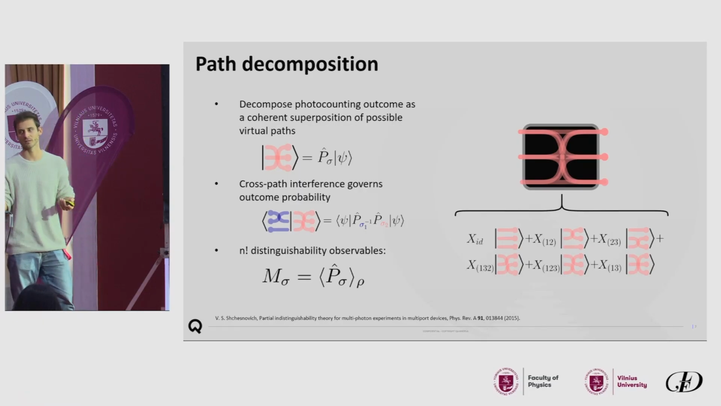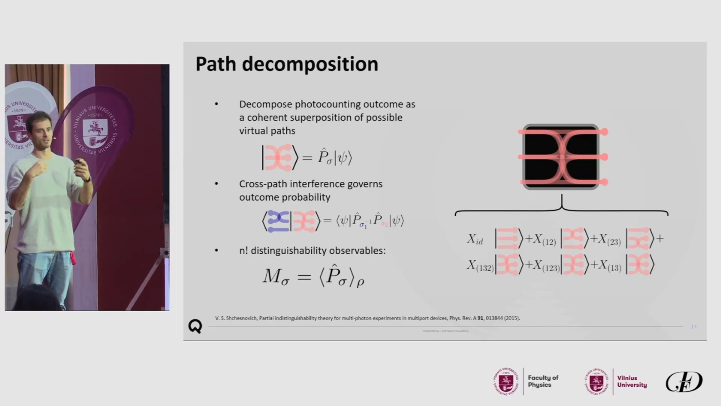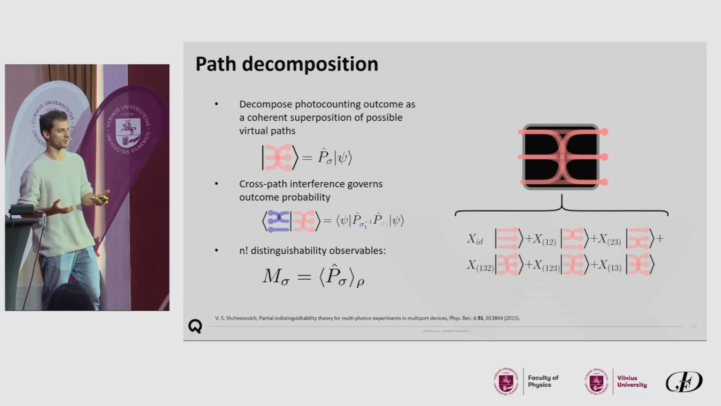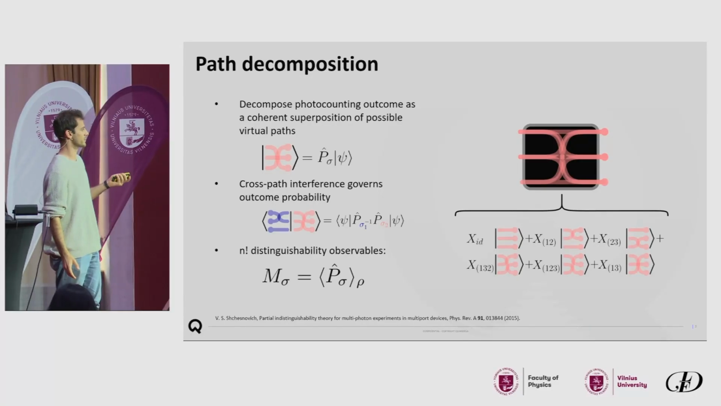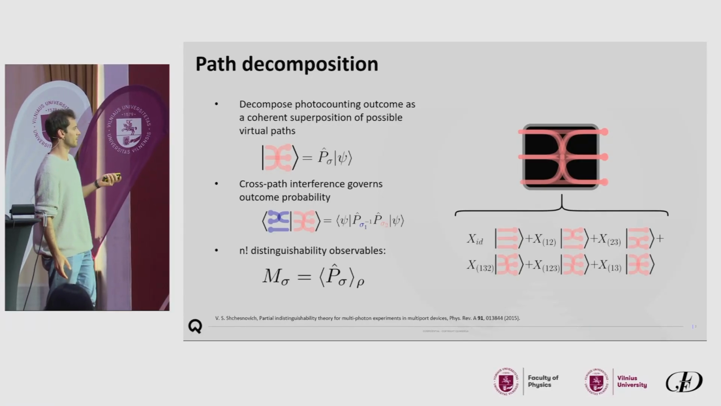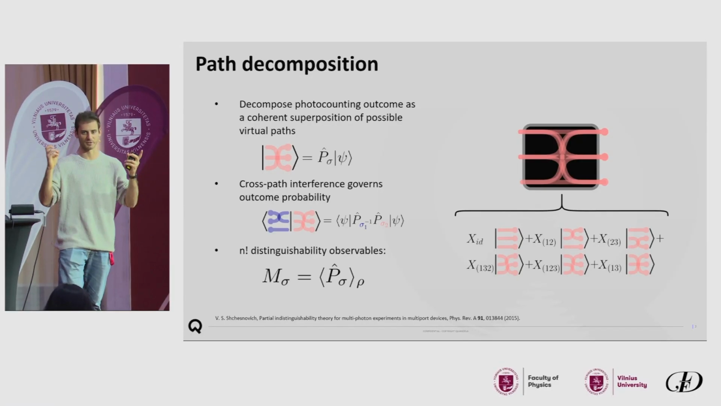We get to a first important conclusion: in order to predict the behavior of an arbitrary partially distinguishable state, we need to know the average value of n factorial distinct observables, the mode permutation operators, the symmetries of our state.